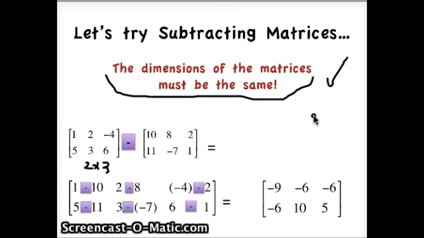This is very much like adding. Okay? We are going to take the corresponding elements in each matrix and subtract them. So instead of an addition sign, we're going to have a subtraction sign. So 1 minus 10. We're going to take the next entry or element, 2 minus 8. Okay? And so on and so forth with the remaining elements.